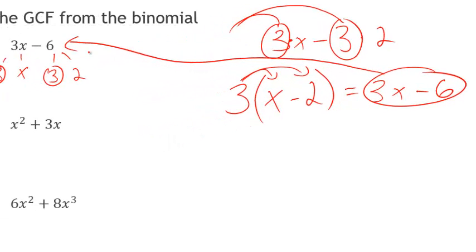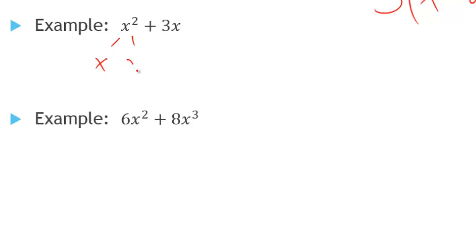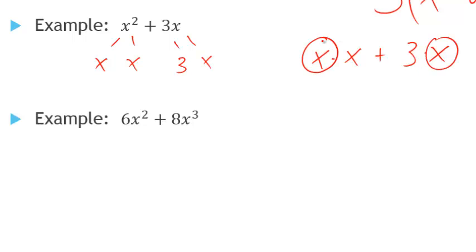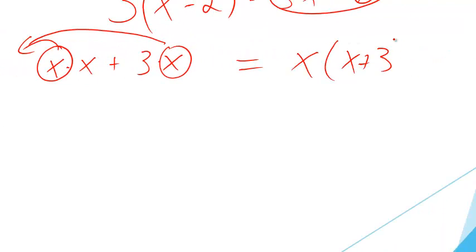Let's go ahead and do the second example. We have x squared plus 3x. Let's factor the x squared. So x squared is just x times x. And 3x is just 3 times x. So we're going to have x times x plus 3 times x. The greatest common factor here would be the x. So we're going to take that out, and that would give us x times (x plus 3), because we factored out the x.